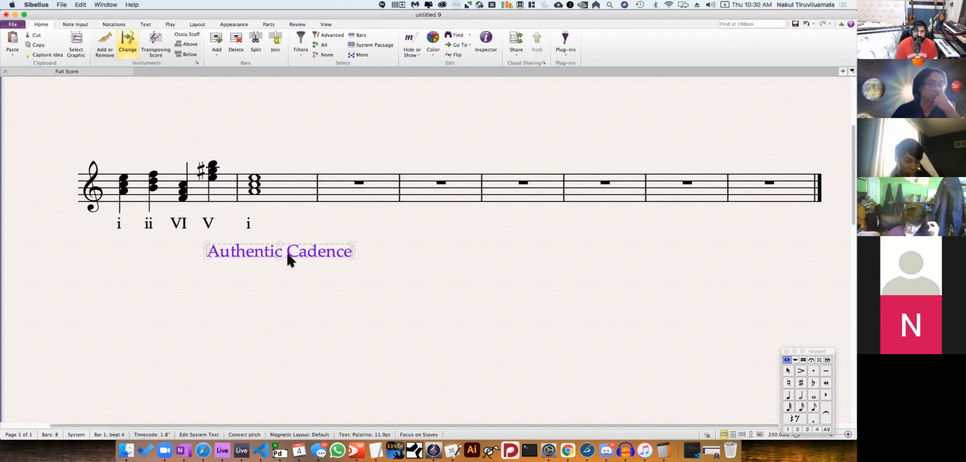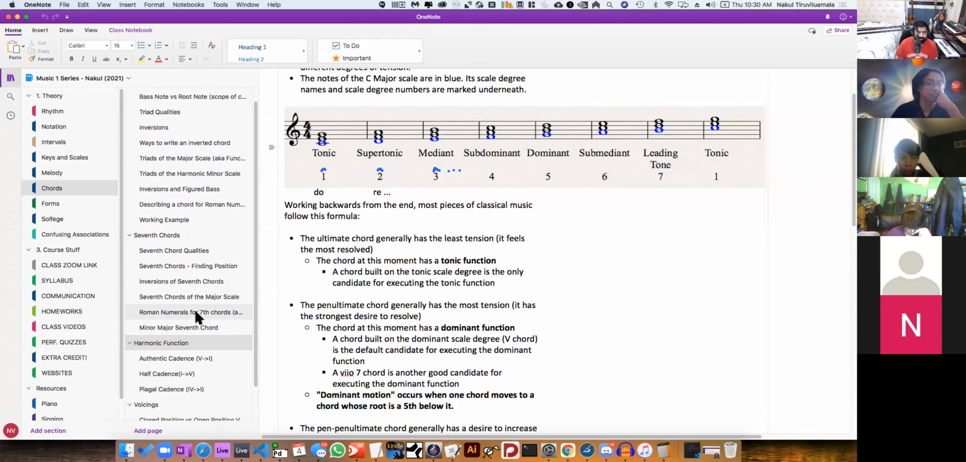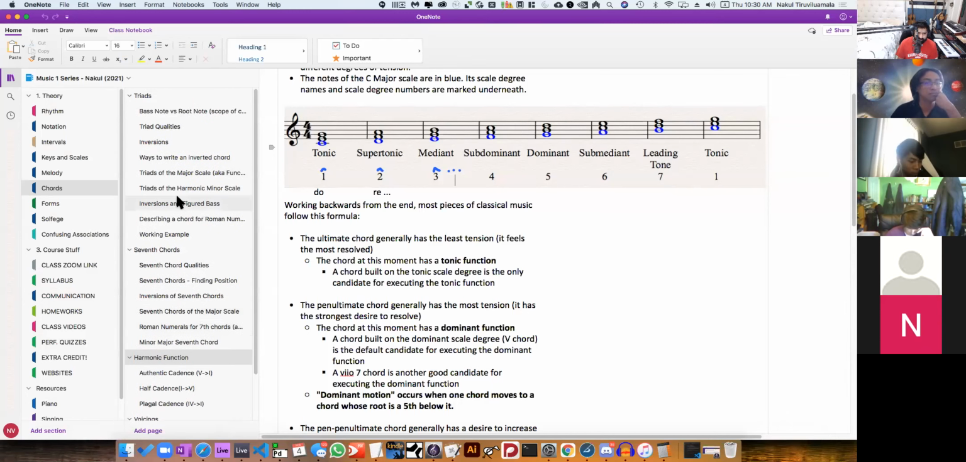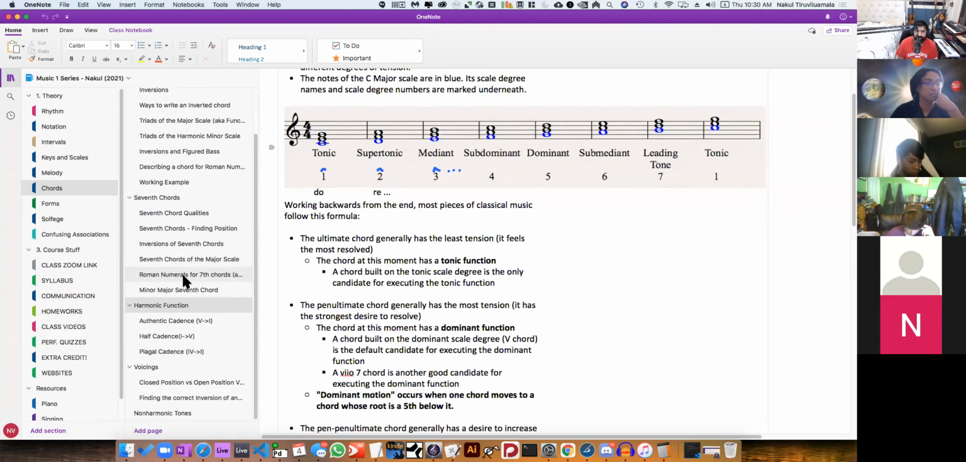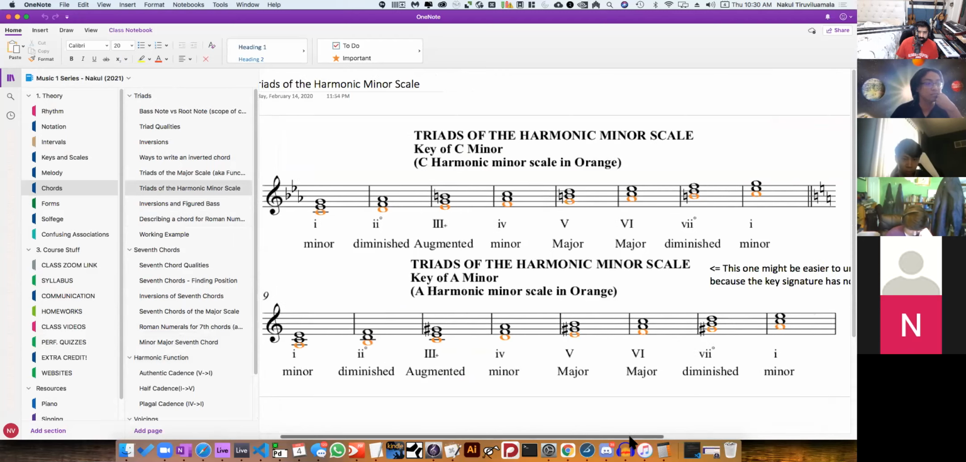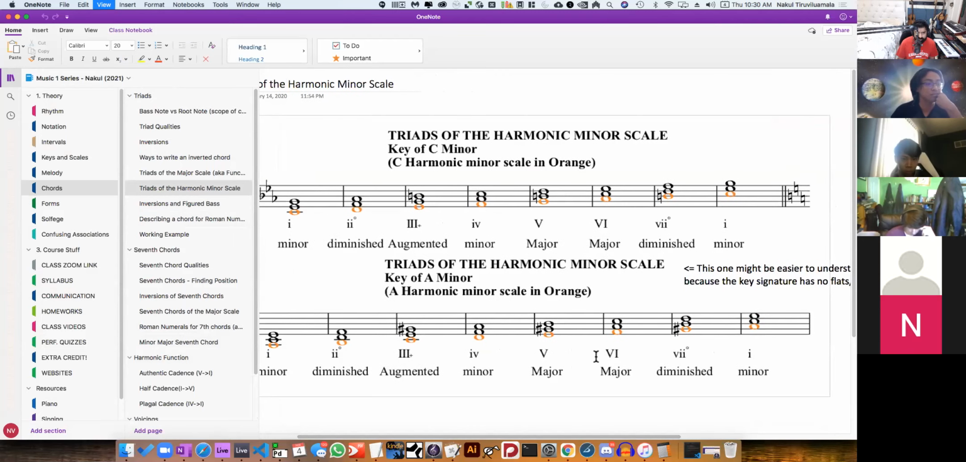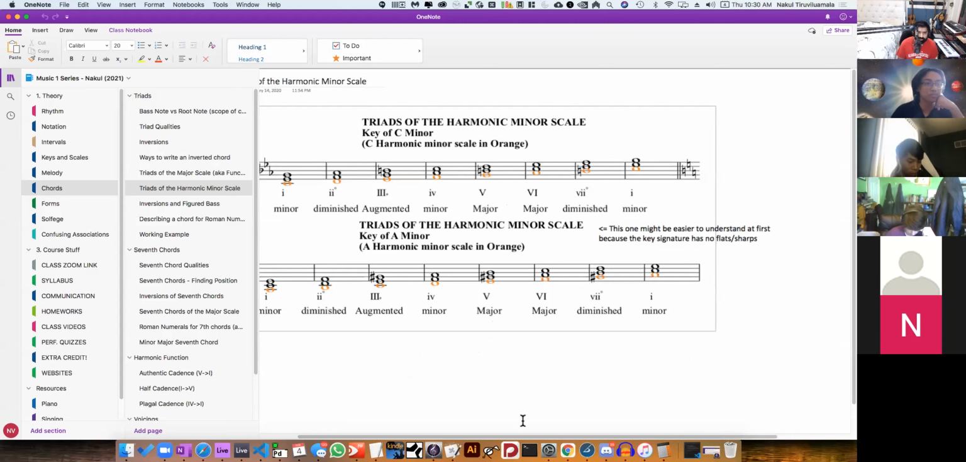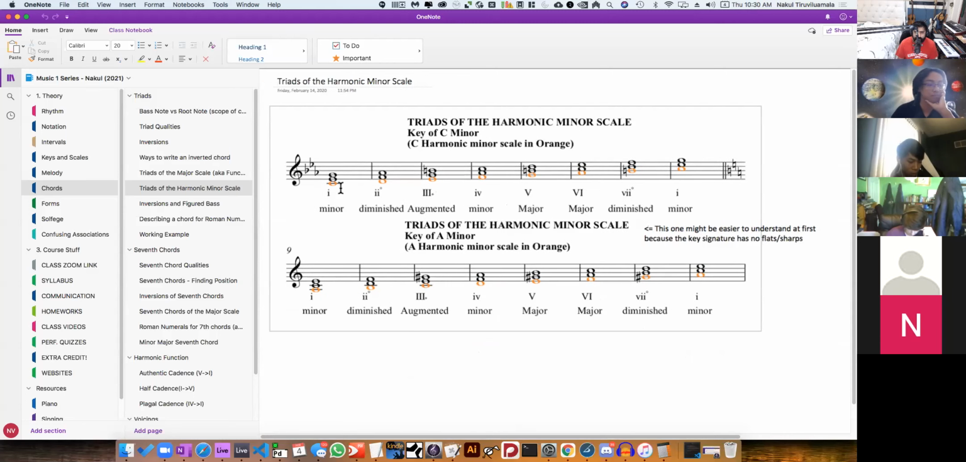So basically, hopefully this checks out for you. When you're trying to figure out these chords and analyze them in terms of Roman numerals, you're going to find that they match exactly with the triads of the harmonic minor scale. Every single quality that you encounter will be exactly the qualities that you see on this sheet, the ones that we've calculated and figured out ourselves.